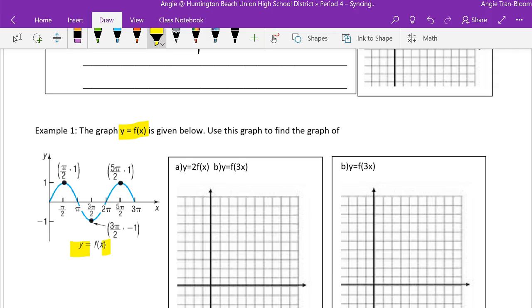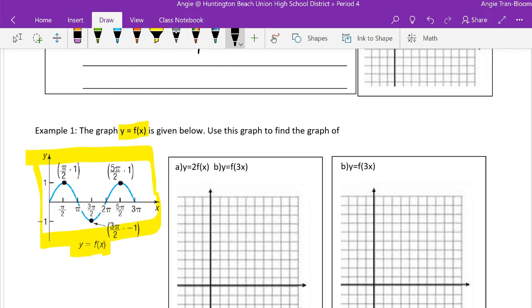Remember, y equals f of x, if I don't give you anything, that means it could be any function. Does that make sense? In this case, I give you this beautiful function, isn't it? Now, A and B, actually I copied and pasted and never deleted this, so delete that.